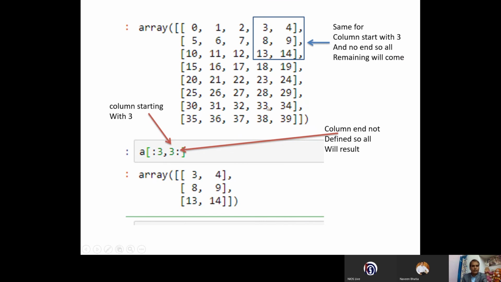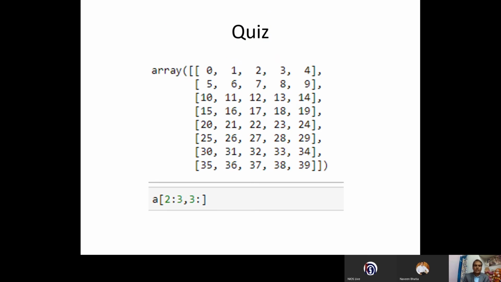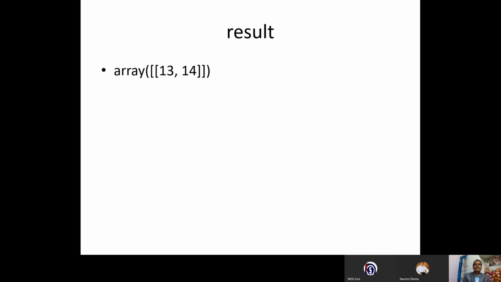Okay, let us have a question. For example, we have an array and we are doing 2D slicing. The starting point will be 2 for row, the end point will be 3. It will ignore the third. Only the second point will be there. Then for the column, the starting point will be 3 and the upper limit will be all the elements. Okay. So you will get the answer 13 and 14.